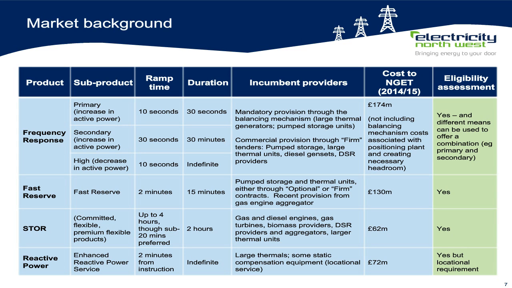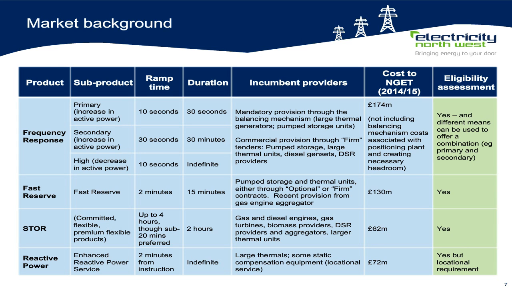We've been through the ramp time and the duration. Here we mainly see pump storage units, at least in firm contracts selling forward. We know that thermal units offer in what we call optional contracts in the balancing mechanism, and we've seen a recent provision from a gas engine aggregator in the last couple of months too. And that's also quite a large market per annum, at 130 million for grid last financial year.